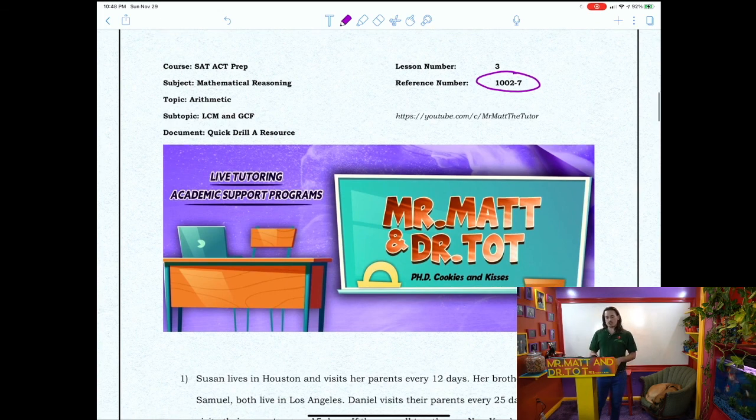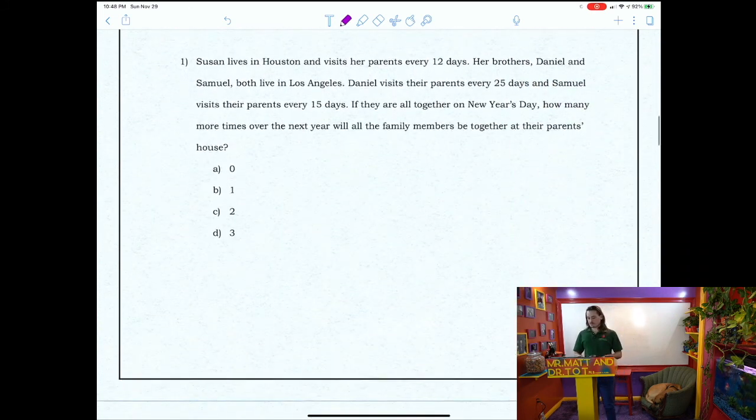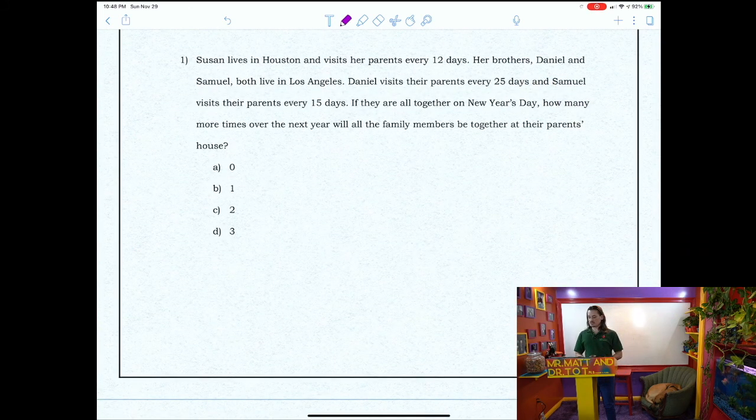Let's look at question number 1. Susan lives in Houston and visits her parents every 12 days. Her brothers Daniel and Samuel both live in Los Angeles. Daniel visits their parents every 25 days and Samuel visits their parents every 15 days. If they all are together on New Year's Day, how many times over the next year will all the family members be together at their parents' house? Please pause the video and take a few moments to solve this problem, and then unpause the video to watch the solution.